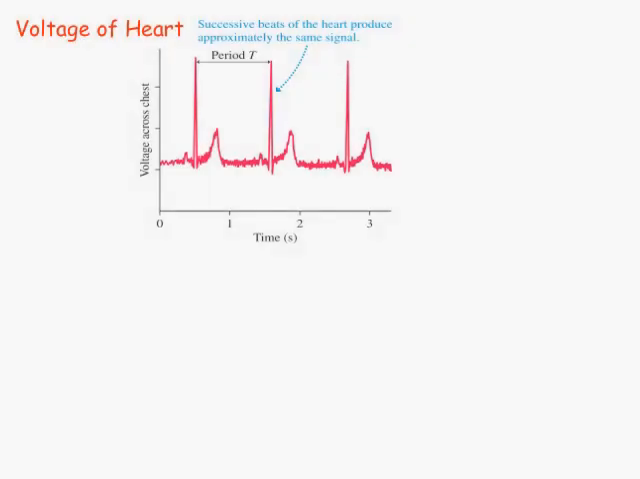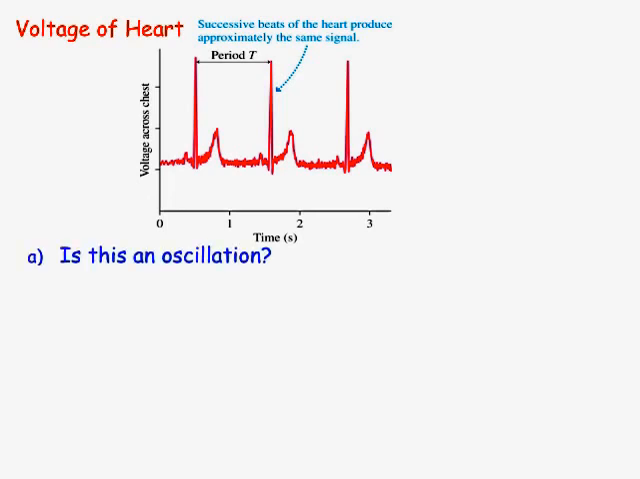Here we're looking at the voltage in an EKG, the voltage of a heart over time. Is this an oscillation? Well, it's certainly a repeating motion. In fact, even in the graph, it shows there's a period of time between the increases in the voltages and the decreases of the voltages. The voltage is rapidly changing, but it's repeating.